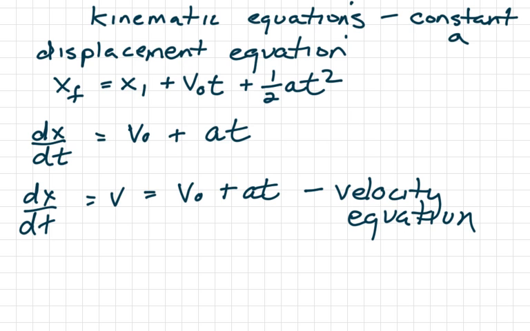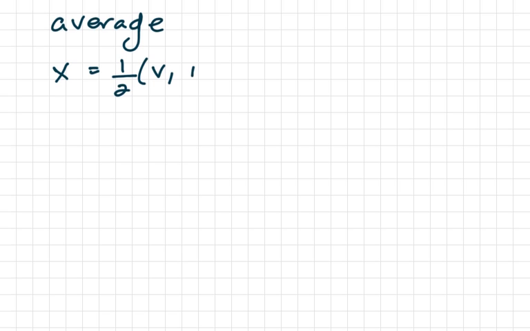All right. Next, we have an equation that we get from taking the average of our velocity. I call it the average equation. And that is x, our position, equals 1/2 v initial plus v final times time. So you see we're adding up our different velocities, dividing by 2. That takes the average, and multiplying it by time.